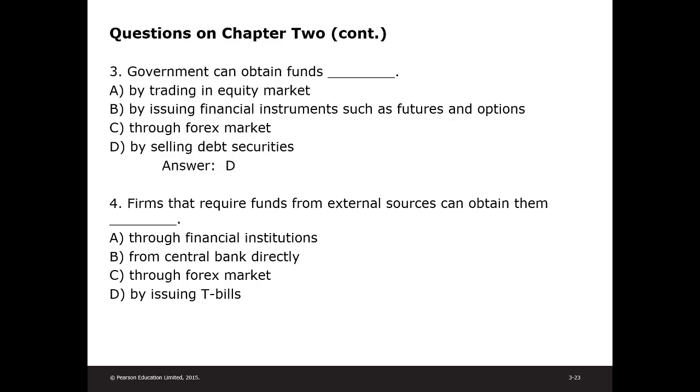The next question. Firms that require funds from external sources can obtain them through: A, financial institutions; B, the central bank directly; C, the forex market; D, by issuing T-bills. Of course, no one can deal with the central bank directly, and also the forex market is not a source of funds, and for issuing T-bills, the government is the only one that can issue T-bills, and the firms cannot do that. So the answer will be A.